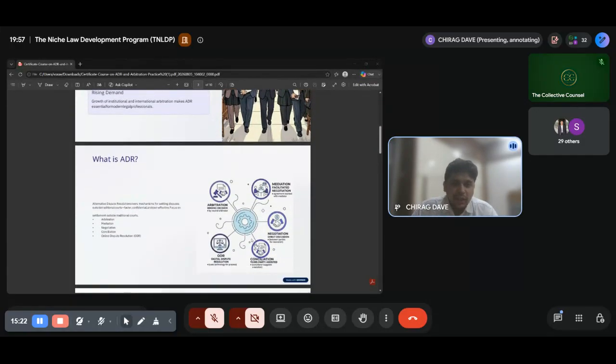Now, coming to ADR. As we discussed in our introductory part, it is a mechanism outside the court which helps us to give a decision. Various courts have adopted this practice: let parties first try to negotiate among themselves and resolve it. If they're not able to resolve, then the matter can be decided on merits. So various forums have started this.